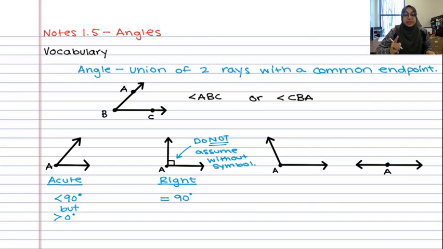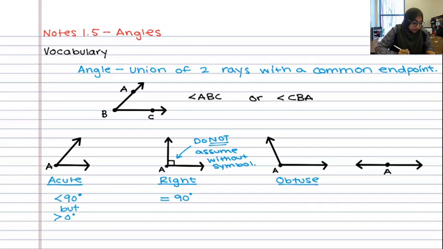Just because it looks like it's a 90-degree angle, if that symbol is not there, you cannot assume that it is a 90-degree angle. It could just as easily be an 89-degree angle or a 91-degree angle, where it looks very similar, but it's not quite. So you need either the symbol, or you need to specifically be told that it's a right angle or a 90-degree angle. The next kind is called an obtuse angle.